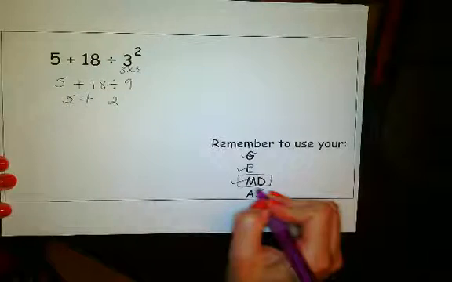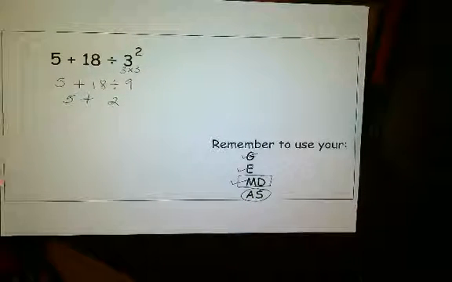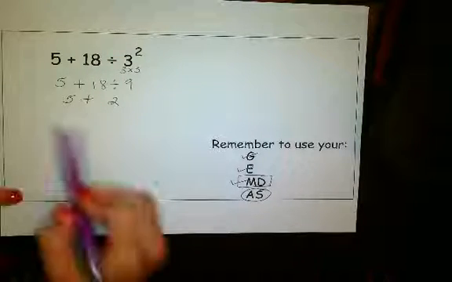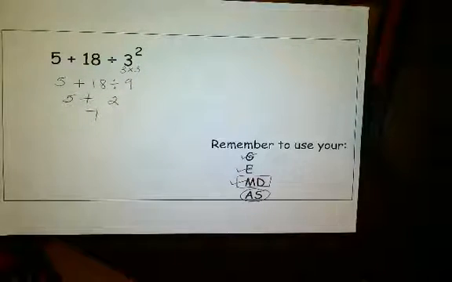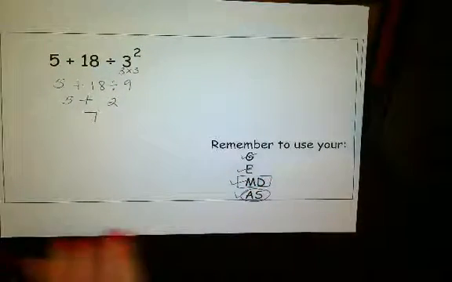And my last step is addition and subtraction, and we work this the same exact way. We're going to add and subtract in the order that we see it. And the first thing I see is addition. 5 plus 2 is 7. And there are no more steps to this problem.